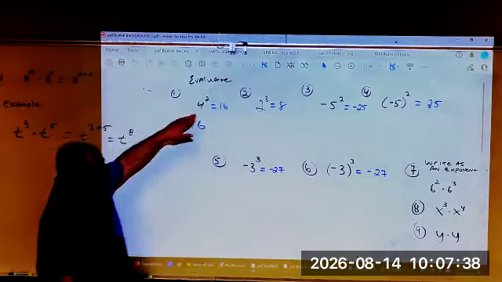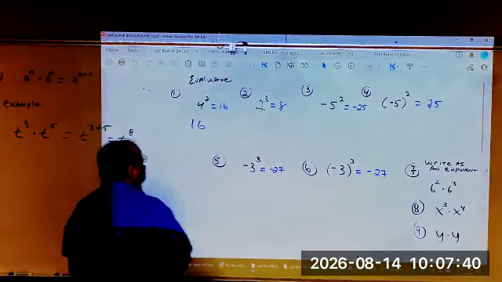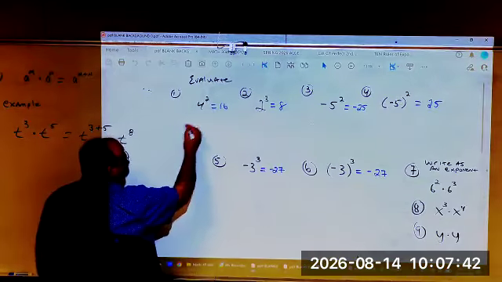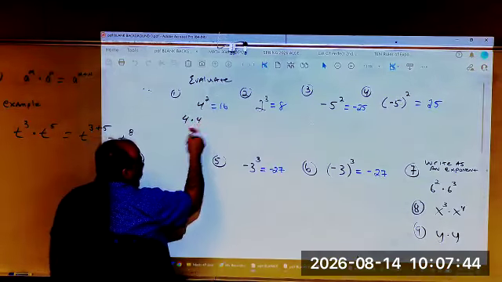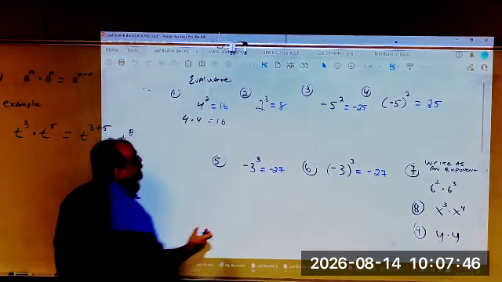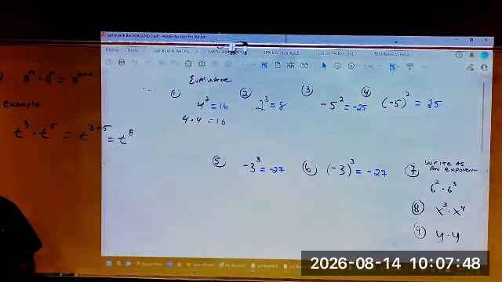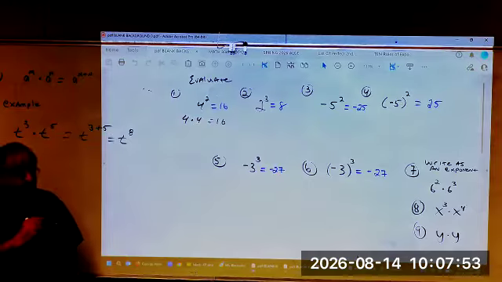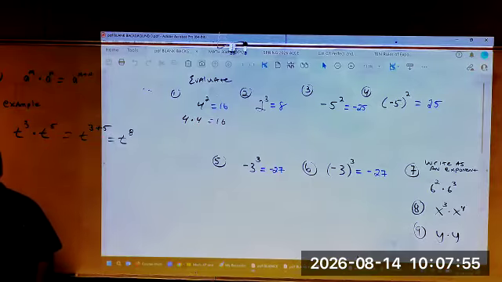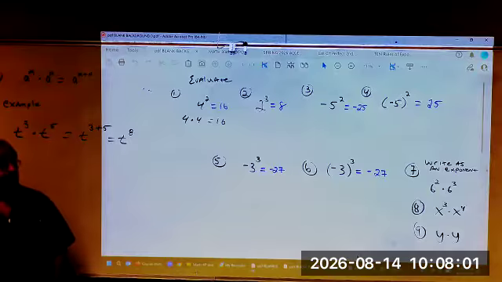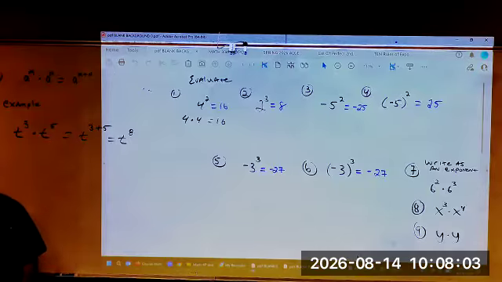Because when we see 4 to the second, that's 4 times 4, which is 16. It makes sense. When you see 2 to the third, some people think I get an answer of 6, because you see a 2 and a 3, you make a 6.